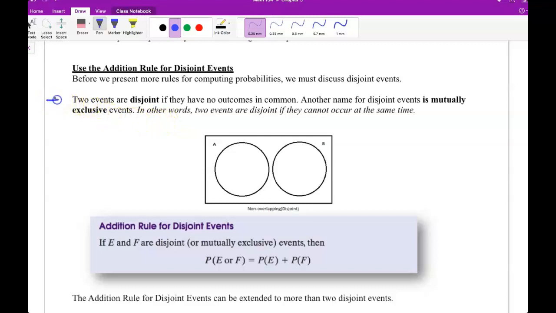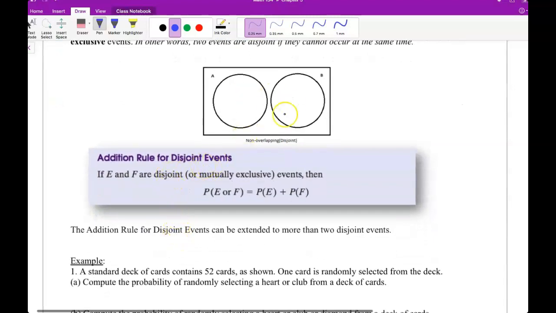So two events are disjoint if they have no outcomes in common. Another name for a disjoint event is mutually exclusive. In other words, two events are disjoint if they cannot occur at the same time. So see here, in between these two we have nothing in common. And the addition rule for these two events, when we have nothing in common, is probability of A or B is equal to probability of each one, so adding the probability of each one individually.